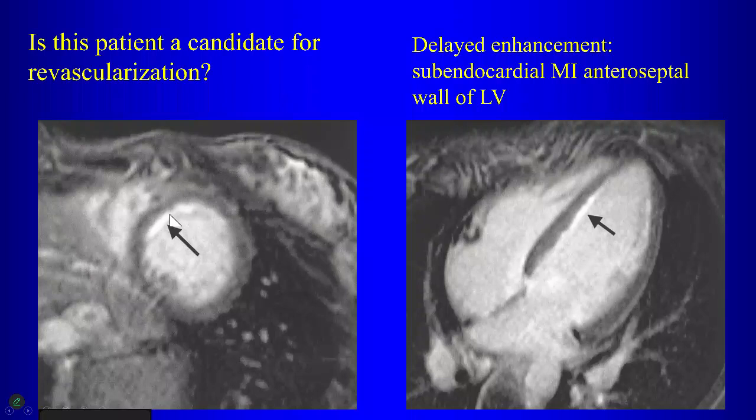If the amount of delayed enhancement is greater than 50% of the thickness of the myocardium, then too much myocardium has died, and revascularizing that does not result in a significant recovery of function. If the amount of enhancement is less than 50%, and in this case it's certainly less than 50%, then the patient would be a candidate for revascularization, because all of this area that might be ischemic, revascularizing that could potentially improve the patient's cardiac function. So that's the rule that we use, the 50% rule.